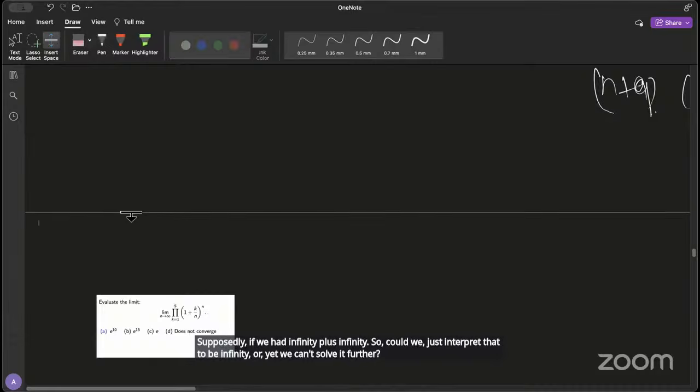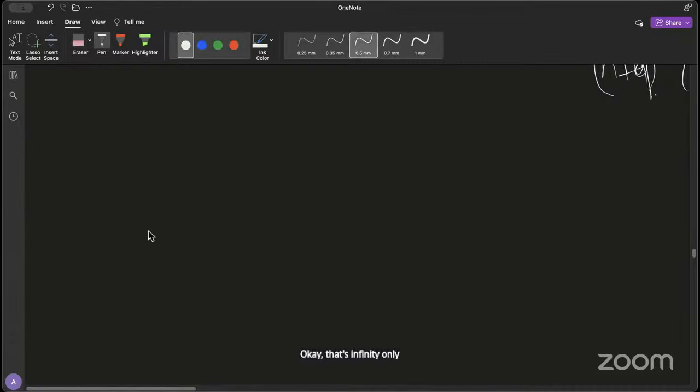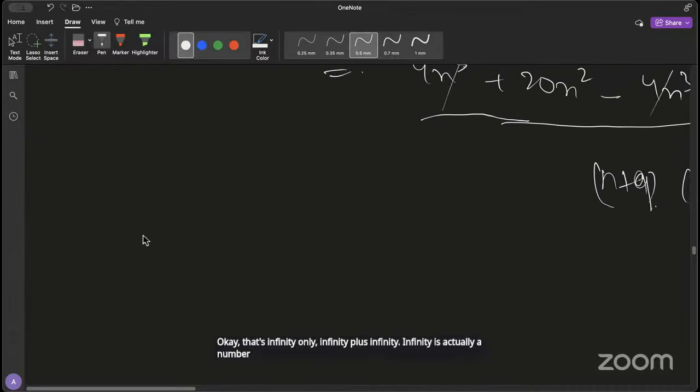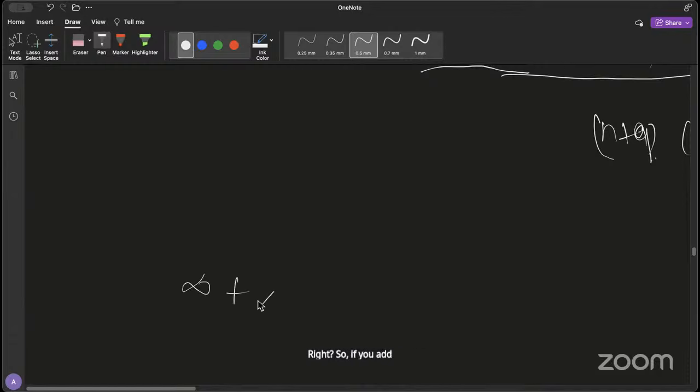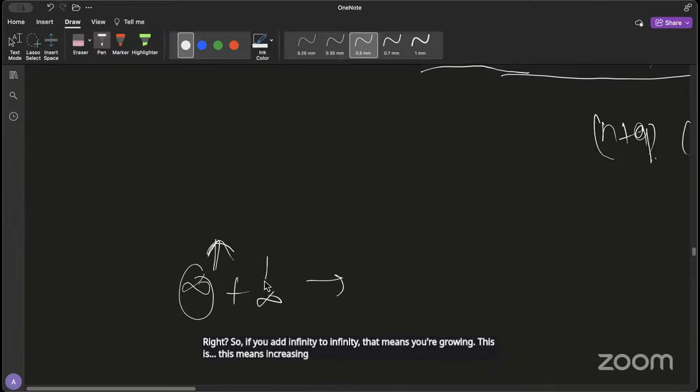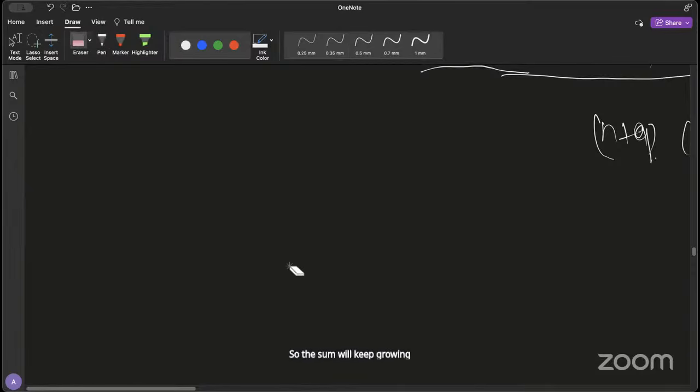Okay. That's infinity only. Infinity plus infinity. Infinity is actually not even a number. Infinity is usually a limit, right? So if you add infinity to infinity, that means you're growing. This means increasing. It keeps growing without a bound, keeps growing without a bound. So the sum will keep growing without a bound. That's not a problem, right?